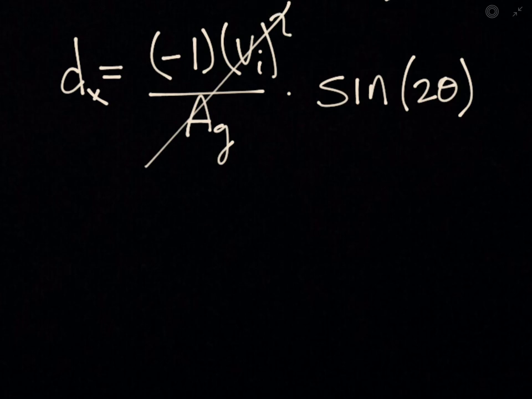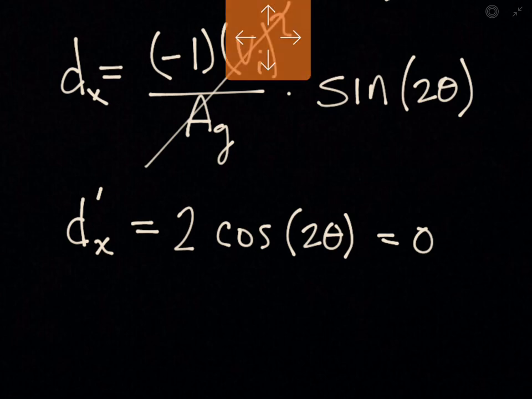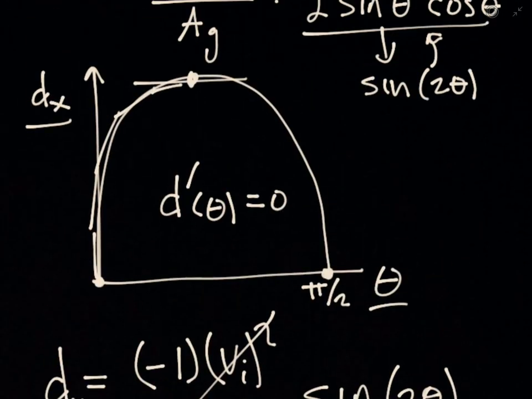So we can take the derivative of sine of 2 theta, and we can notice that the derivative, prime of sine of 2 theta, is actually just going to be 2 cosine of 2 theta. If we set the derivative equal to 0, again, we're looking for that flat line, where it reaches its peak here.